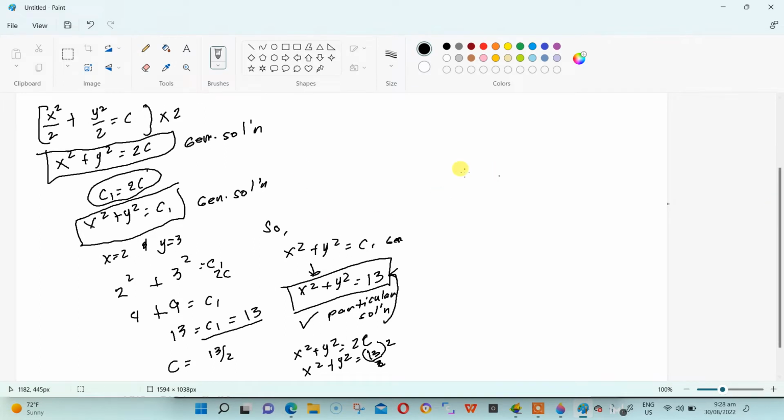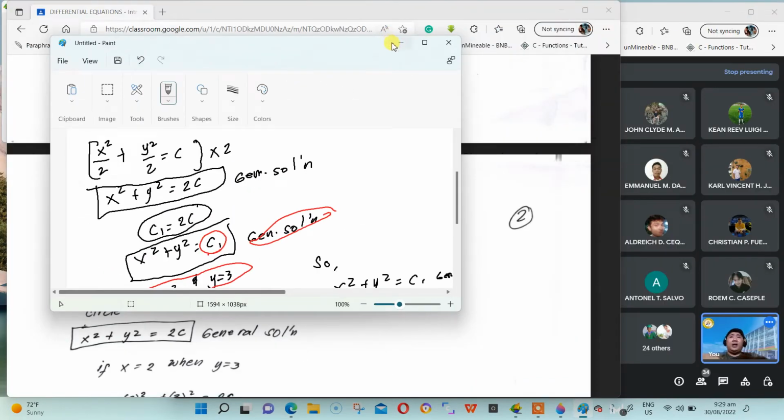So, this one is our particular solution. If I ask for a particular solution, I will always be giving these values to substitute. If I just ask for a general solution, then you give me the answer with arbitrary constants. Are we understood?